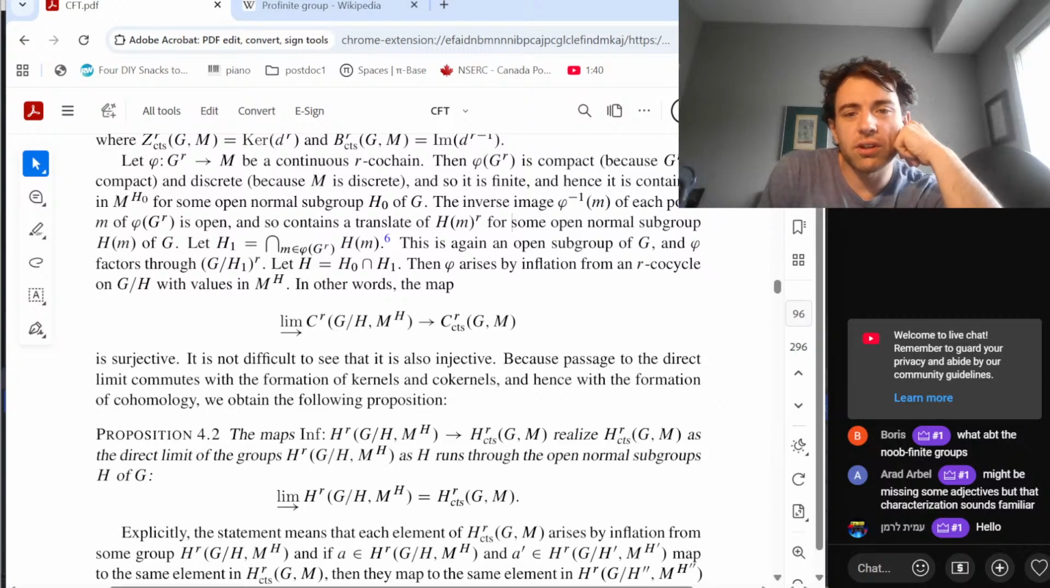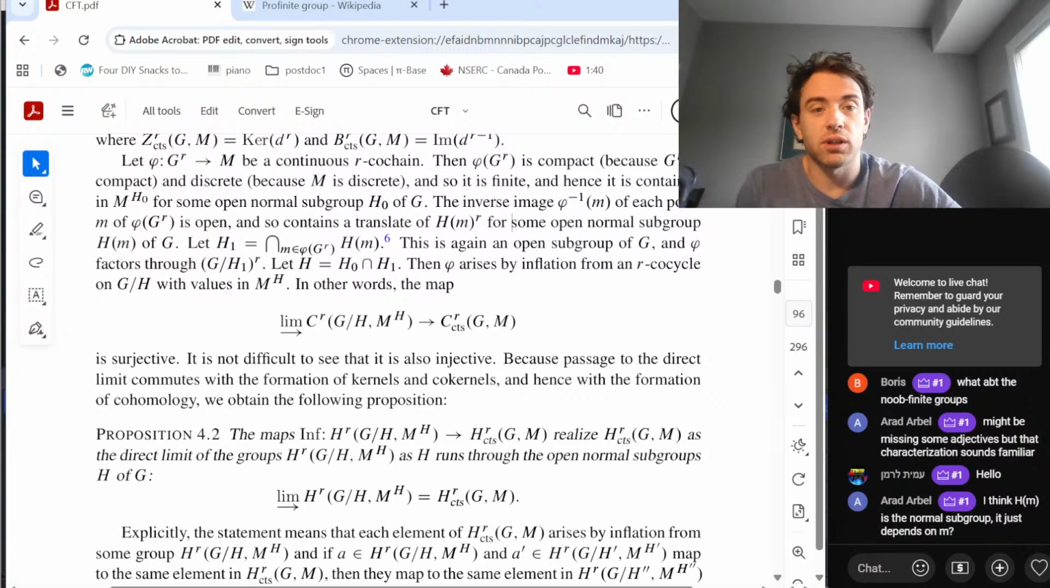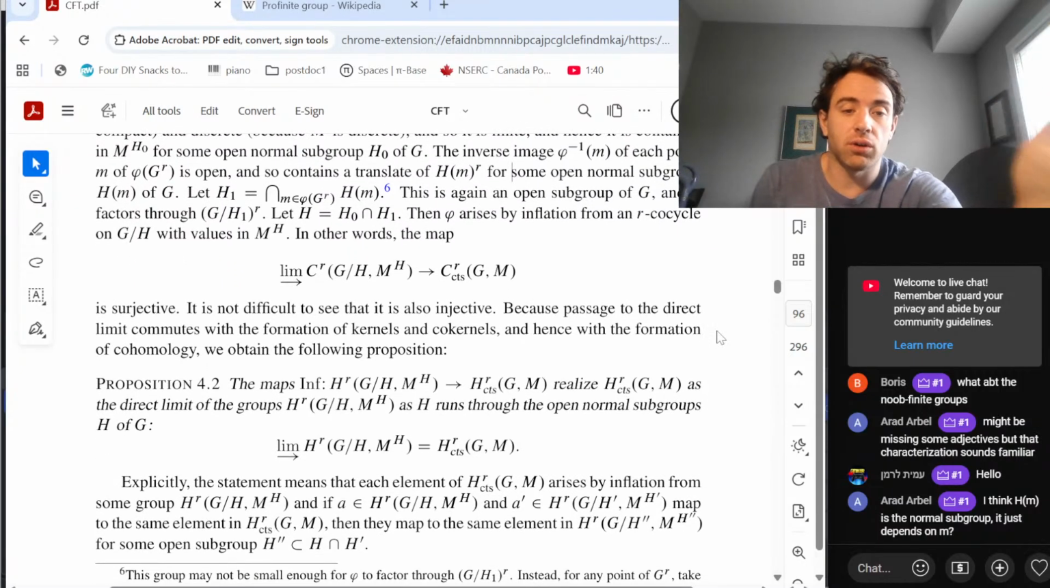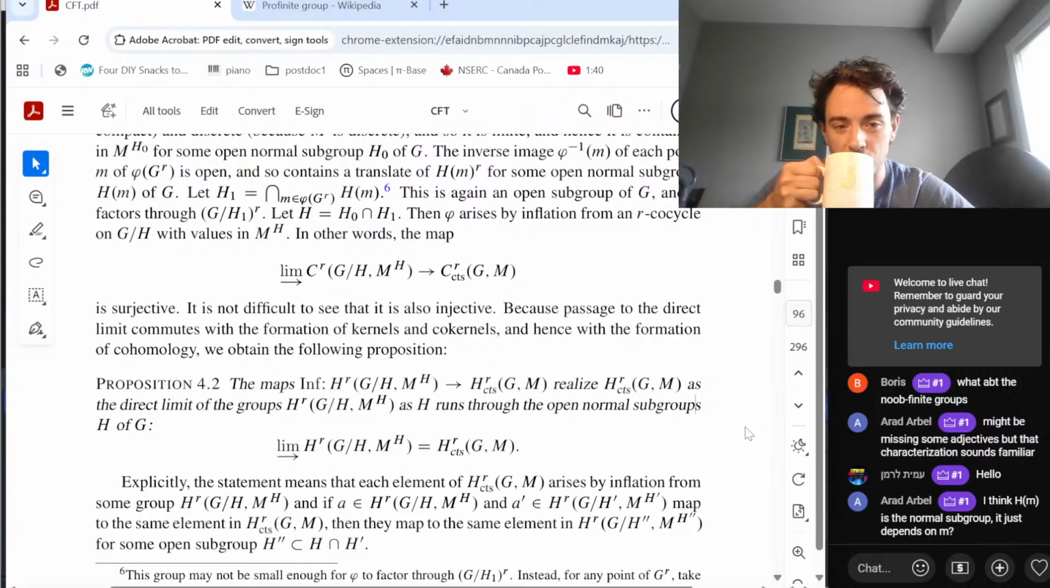Okay. This is again an open subgroup of G, and gamma factors through this. Define H this way, and then phi arises by inflation from an R-cocycle. Okay, so I think the point we're going for here, oh, H is just the normal subgroup. It depends on M. I see. Okay, that makes sense. Thanks, Arad. Right, and then, okay, I think I see where we're going with this. We're looking at the technical details, but this is a very believable thing, right? You would want the cohomology of a profinite group to be a limit of the cohomology of the quotients.